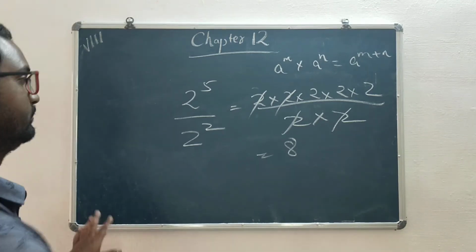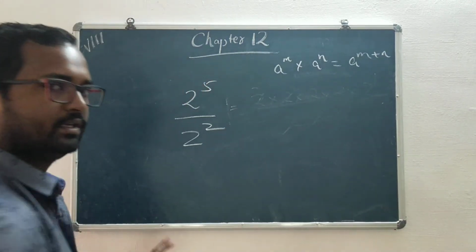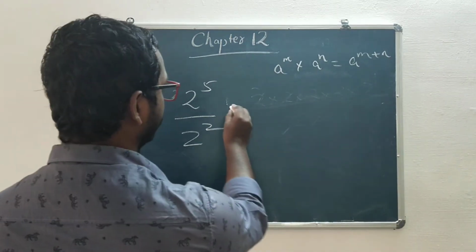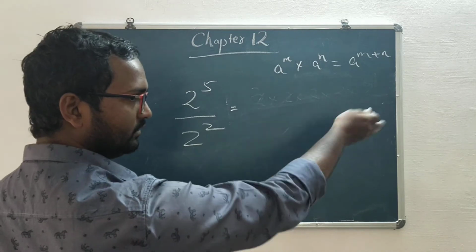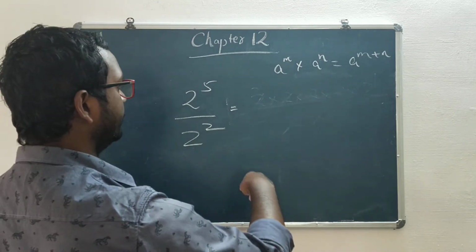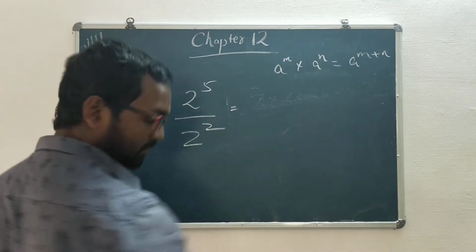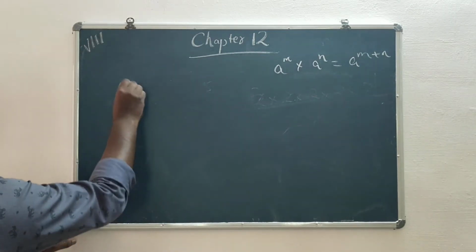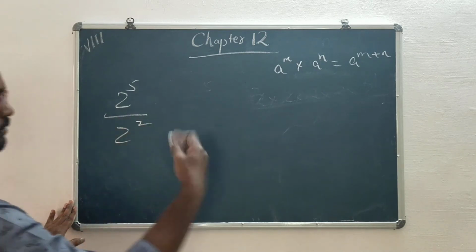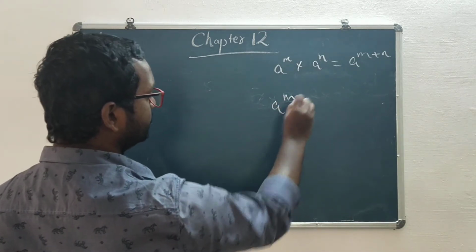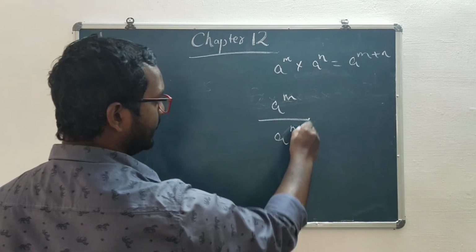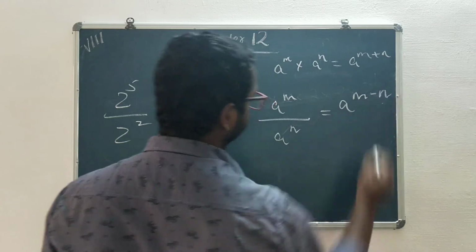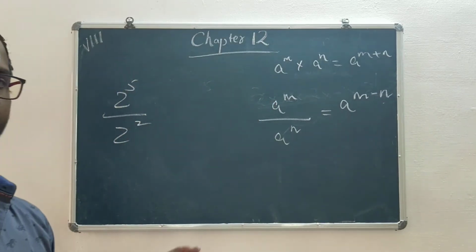Another method is using the formula. In that formula, we don't have to write anything. So the formula is a power m divided by a power n is equal to a power m minus n.